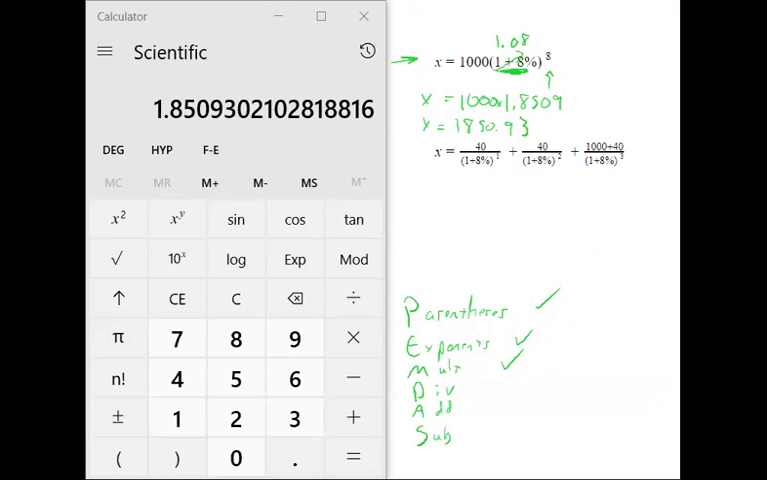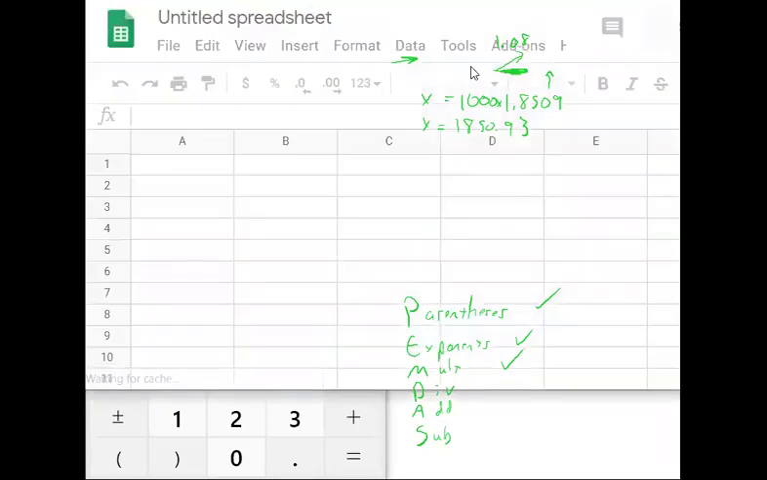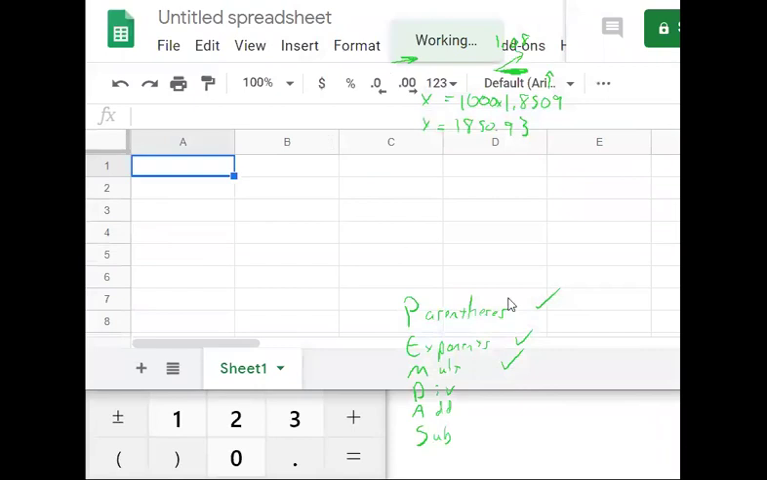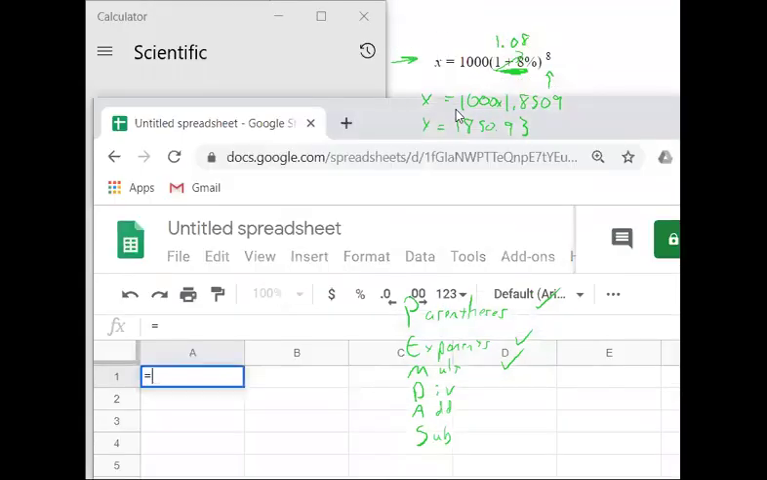Once you accept all of their greetings, you'll be given something like this, and you can type the exact same formula in. Equals 1,000. And you do have to put the multiplication sign in a spreadsheet. 1 plus 8% all to the 8th. Enter. Correct answer, really quickly.